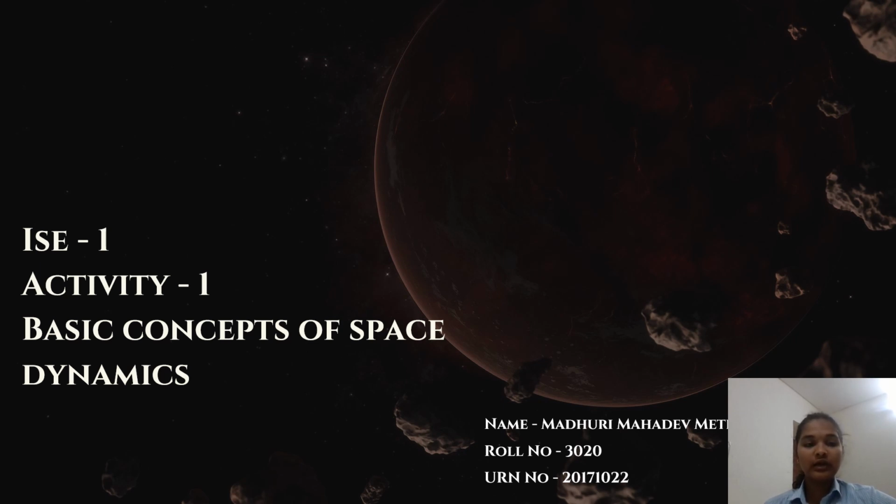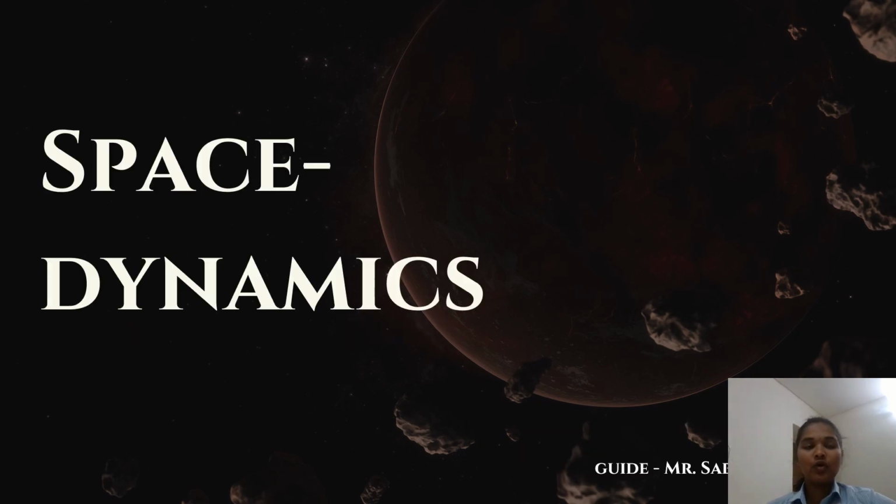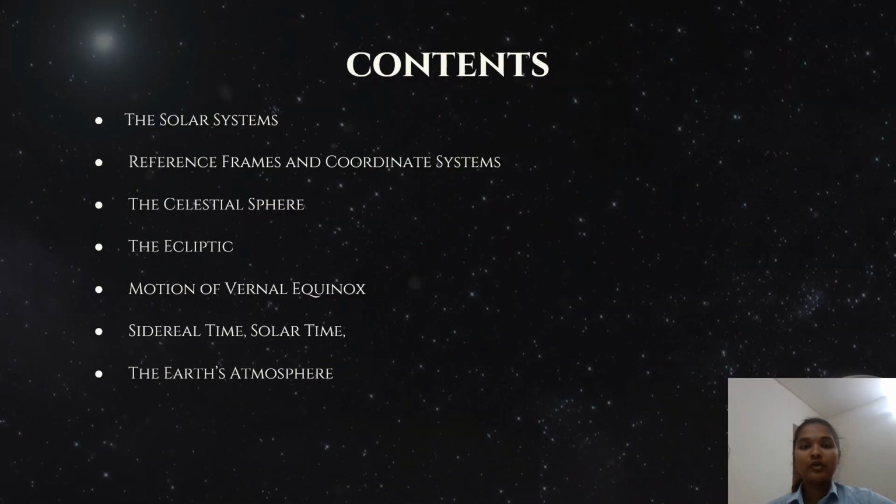This is our ISC 1 activity 1 of subject space dynamics under guidance of Mr. Sabrishwar. So these are some contents which we will see. The first one is solar system, then the reference frames and coordinate system, then celestial sphere, then ecliptic plane, then the motion of vernal equinox, then sidereal time and solar time, and the Earth's atmosphere.